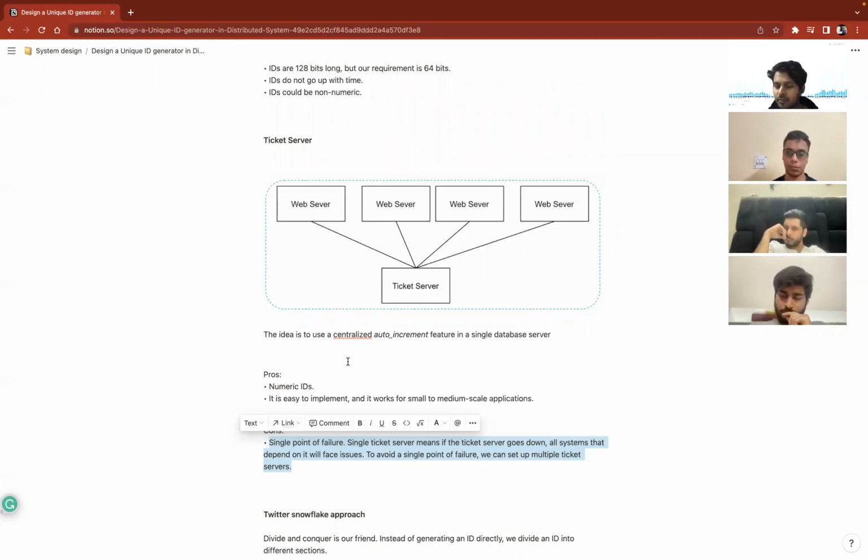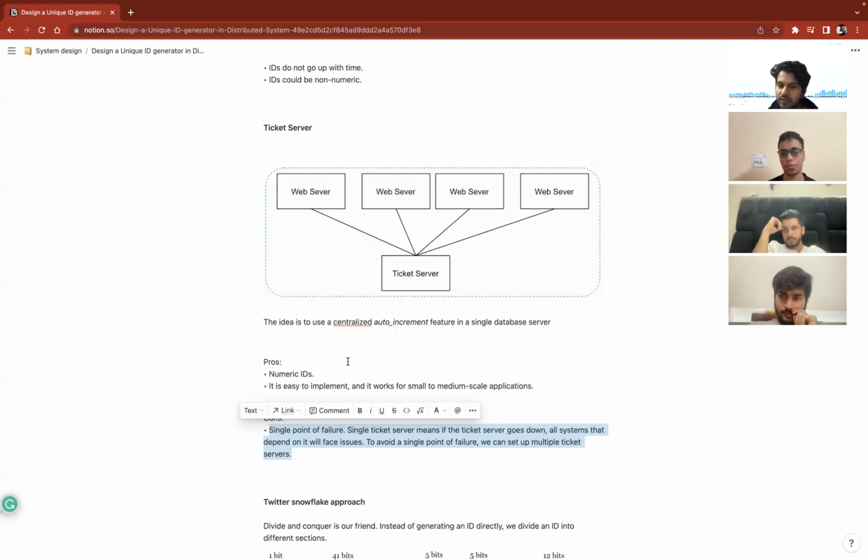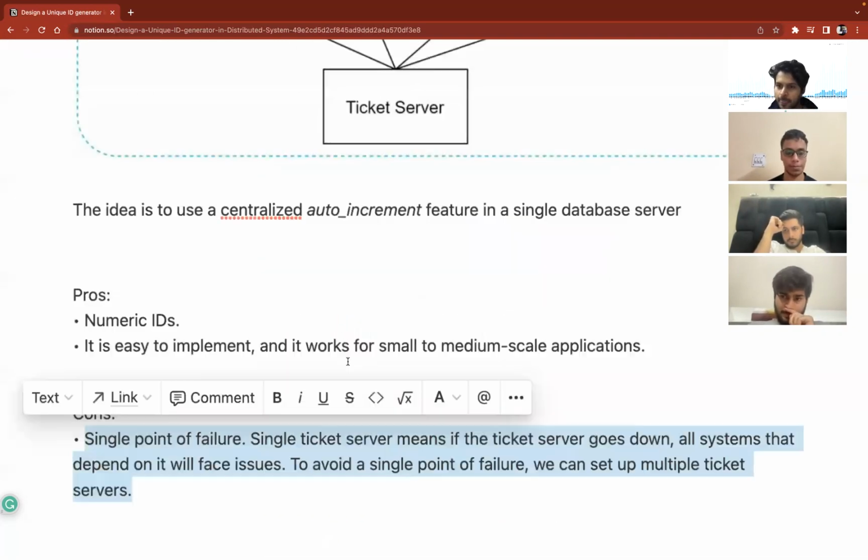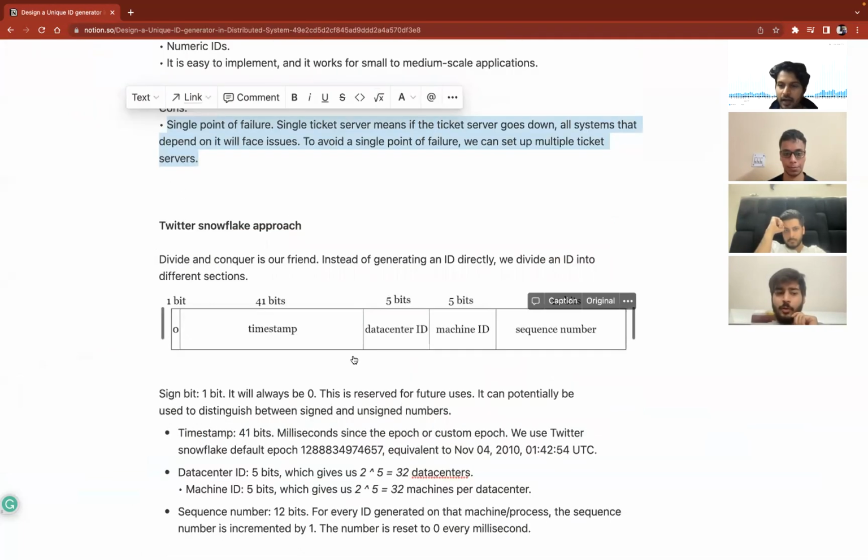The only con is if you have core systems, the ticket server can be part of our core system. If the ticket server is down, is it acceptable for the entire company to be down? It's just a matter of choice. It's as simple as that. There's nothing wrong with ticket server. It scales well, and people use it in a decent number of large scale systems. It's just about whether you want to pay that price. If it's okay, you go ahead. If you don't, you don't opt for it.